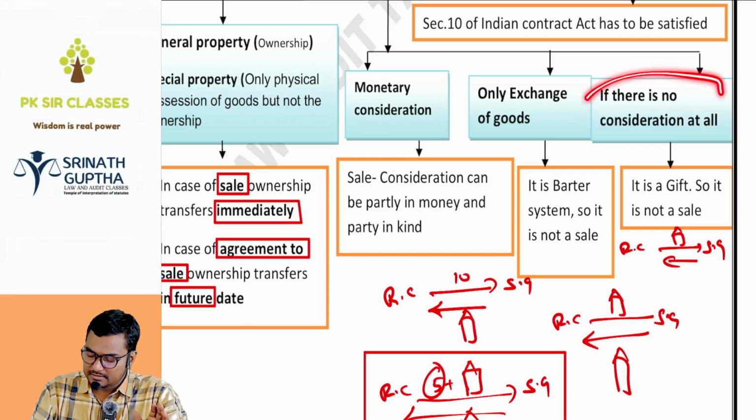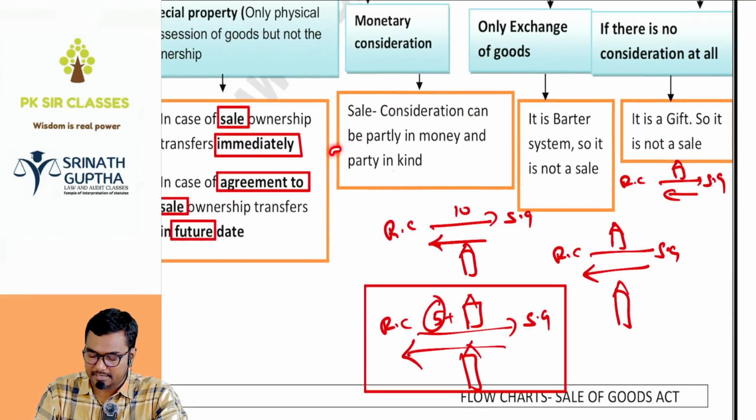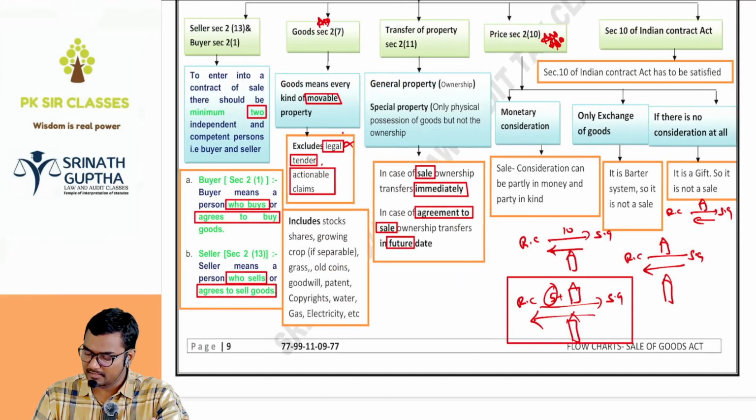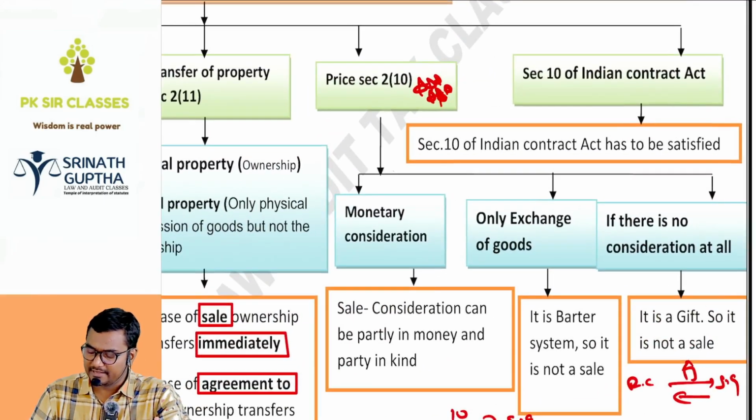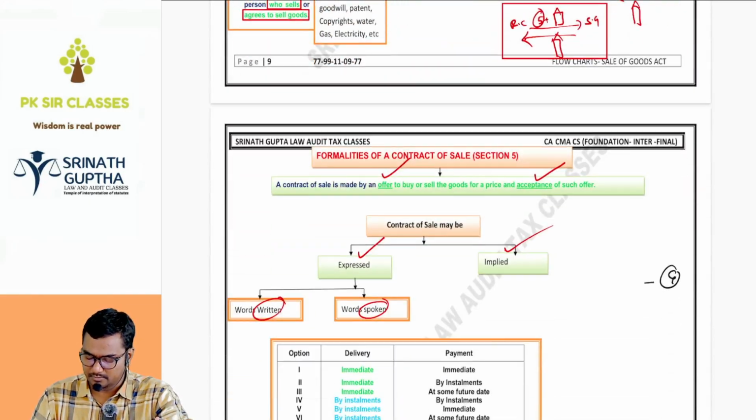And if there is no consideration at all, I give the pen to Satvika. Satvika said, "Thank you, sir." It's a gift. However, consideration can be partly in money, partly in kind also. So I give a pen worth 10 rupees. She gave me a 5 rupees coin and a pencil worth 5 rupees. But my pen value is 10 rupees. It can be partly in cash, partly in goods also. And every contract of sale must satisfy section 10. So this is the definition and it's very, very important from exam point of view.